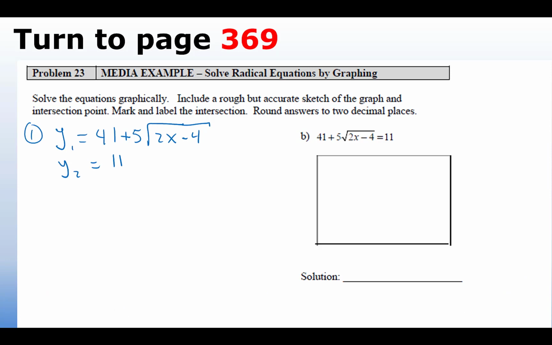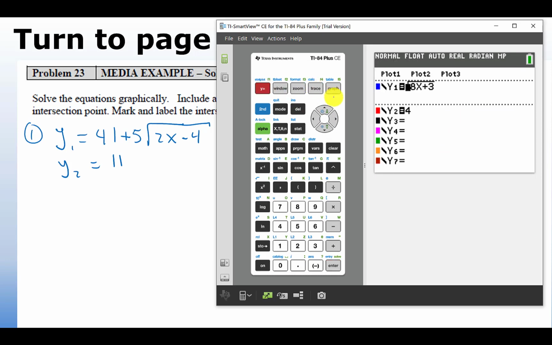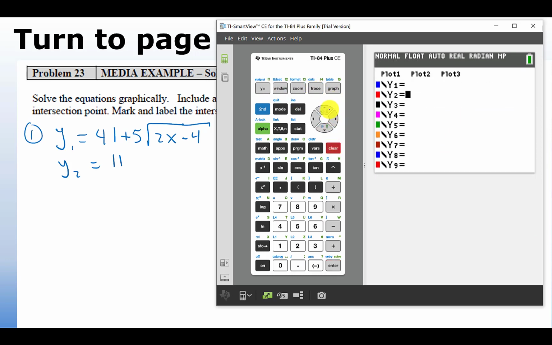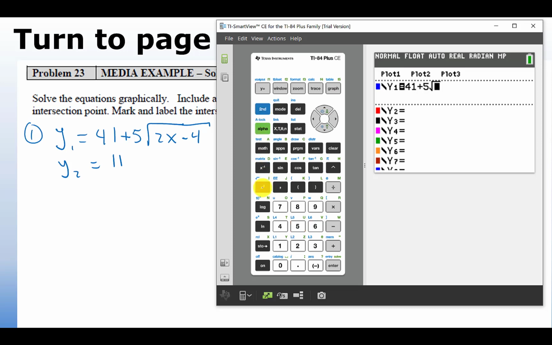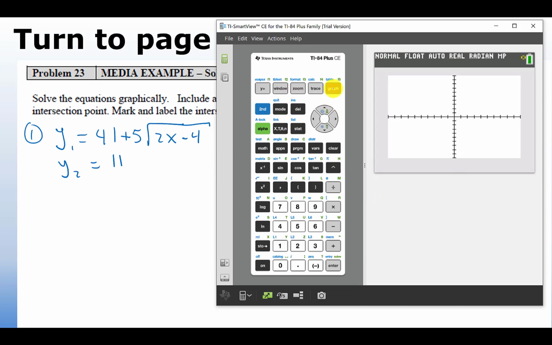Let's get our equations graphed and see what we're facing. So I'm going to clear these both because they're different this time. And so we'll have 41 plus 5 times the square root of 2x minus 4. And the other one is 11. And I'm going to graph. Okay, I'm still using the same window. The 10s, hit the graph. Waiting. Waiting. Waiting. Nothing. Wait, what's going on here?